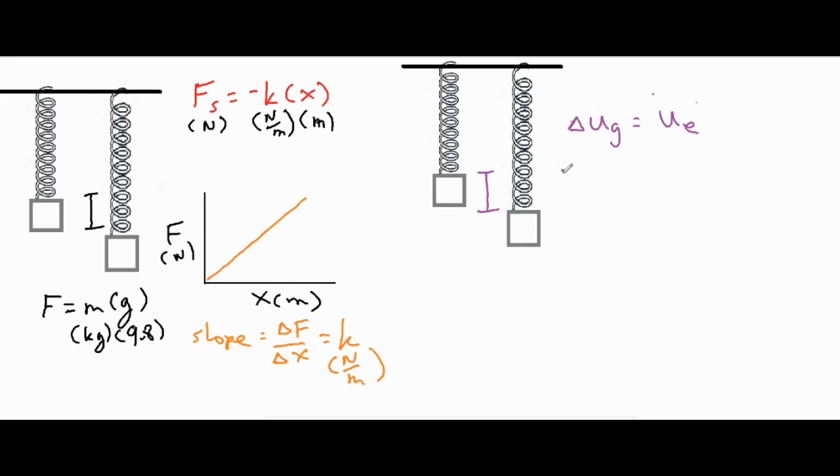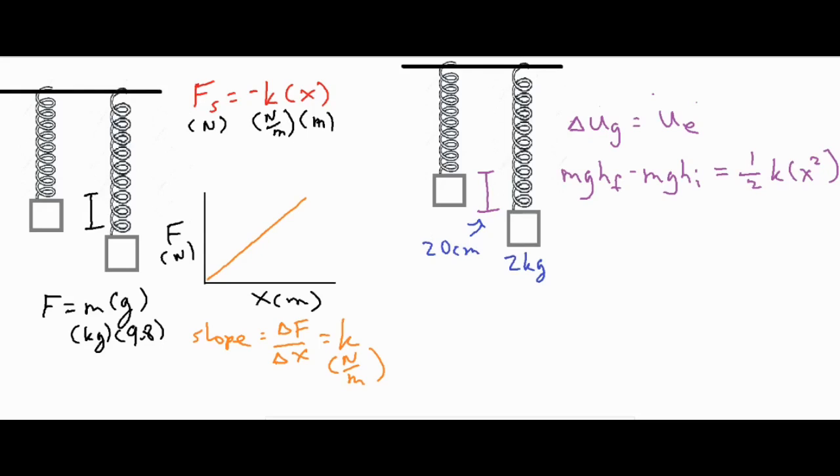Which means that the mg h final minus the mg h initial is going to equal the elastic potential energy of the spring, which is 1/2 kx squared. Now, let's put some values in with these. Let's say, for example, that our mass is 2 kilograms and that our amount of stretch is 20 centimeters.